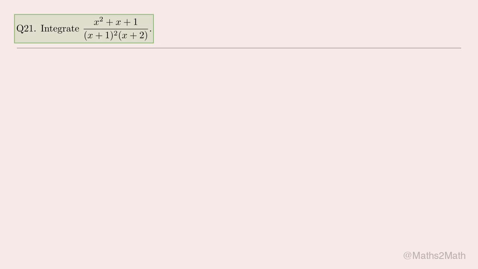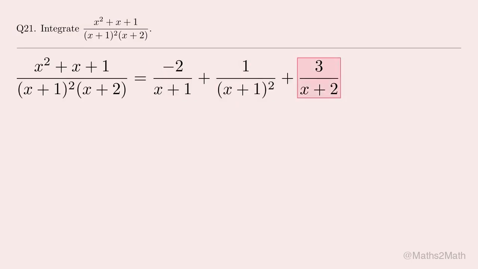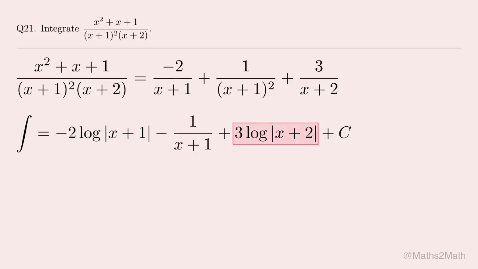Question 21. A repeated factor and a simple one. 3 constants, minus 2, 1, 3. The decomposition: 2 logs and a reciprocal.